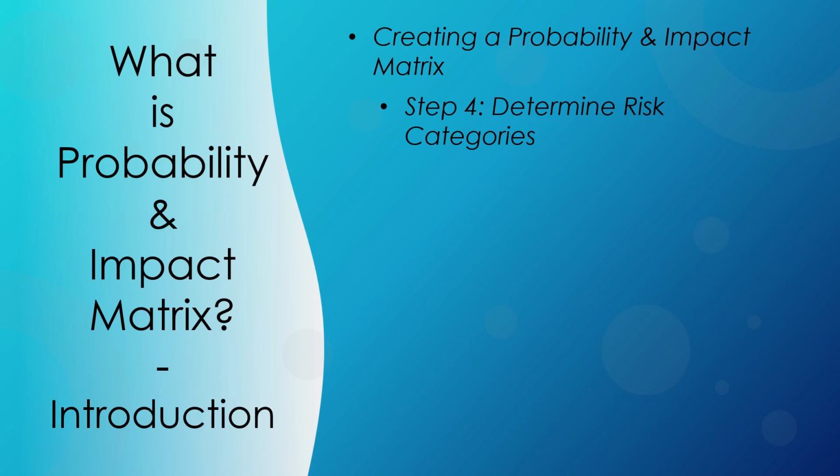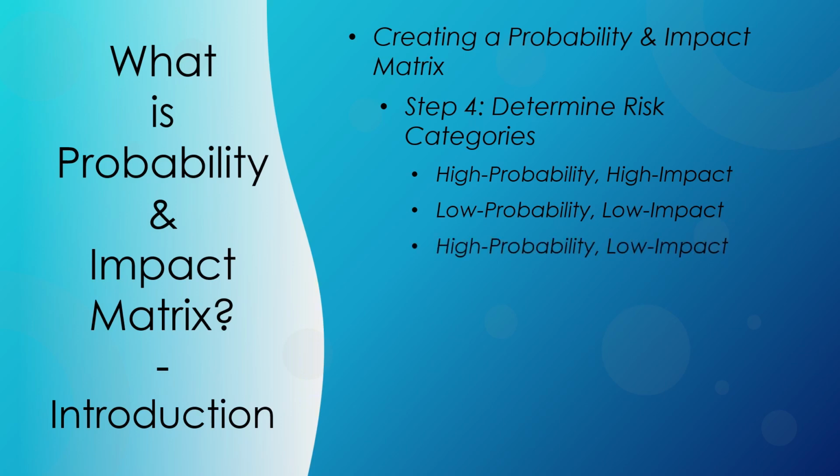The next step involves determining risk categories. Once the risks are plotted, project managers can categorize them based on their position on the matrix. Common categories include high probability, high impact. These are the most critical risks that require immediate attention and proactive management. Low probability, low impact. These risks are generally lower priority and can be monitored or accepted. High probability, low impact. These risks are likely to occur but have less severe consequences. They might require specific mitigation strategies.